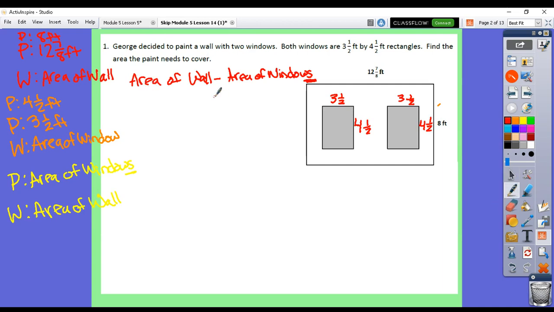So if our area of the wall minus our area of the windows. So first we've got to figure out the area of our wall. To do that, we do 8 times 12 and 7/8, or 12 and 7/8 times 8, doesn't matter. The commutative property says that we can switch those around. So first, let's switch this guy into an improper fraction.